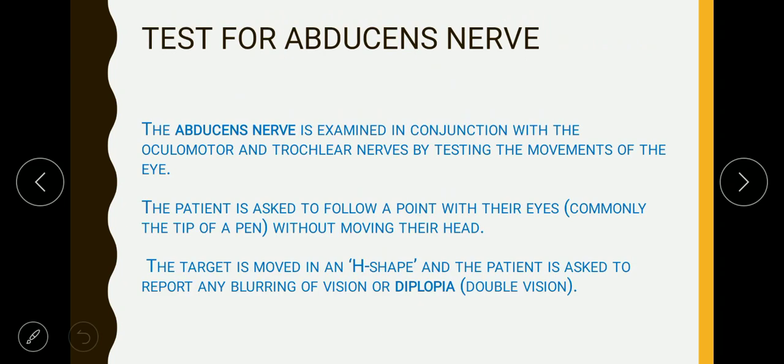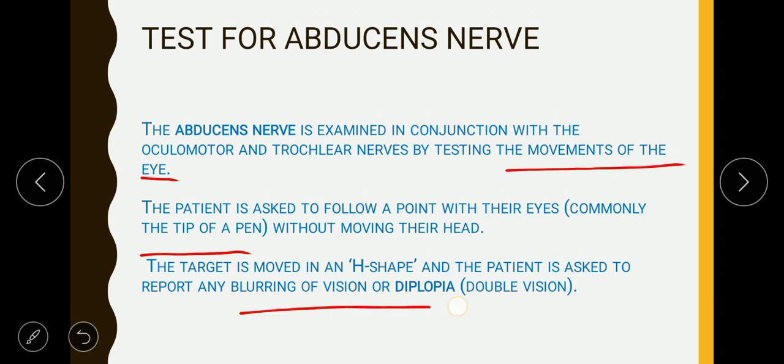So, testing of the abducens nerve. The abducens nerve is tested by testing the movements of the eye. A patient is asked to follow a point, it may also be the tip of a pen, without moving their head. And then the doctor asks the patient if there is any blurring of vision or diplopia. If there is any blurring of vision or diplopia seen, then there might be damage to the abducens nerve.